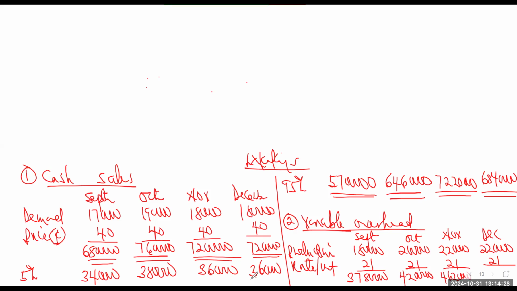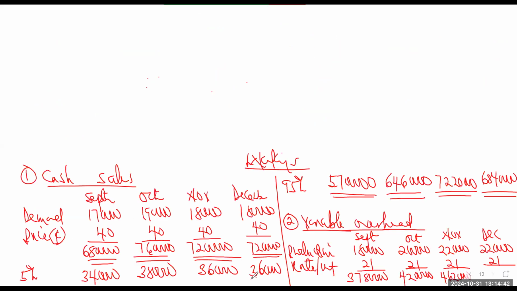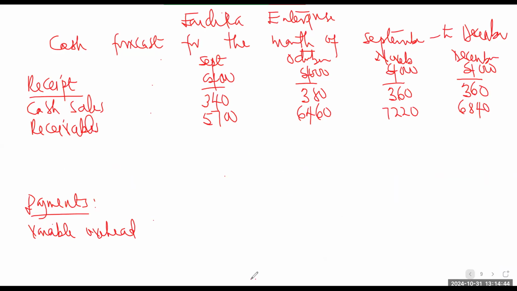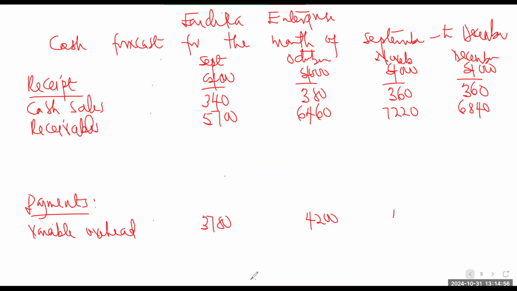4,620,000. So let's go to this one. We count the payment. We have our variable overhead. So the first month will be 3,780, isn't it? Yes. The second month will be 4,200. Is that correct? Yes, and the last is 4,620. 4,620 for the two. I hope that is fine now.